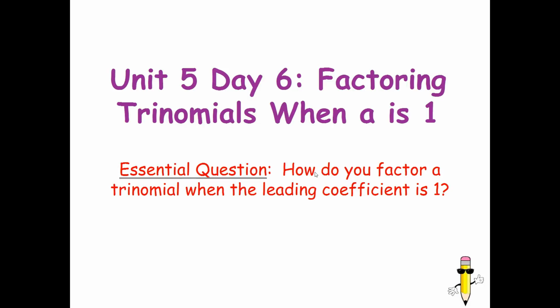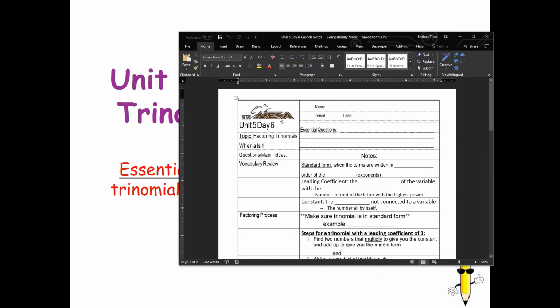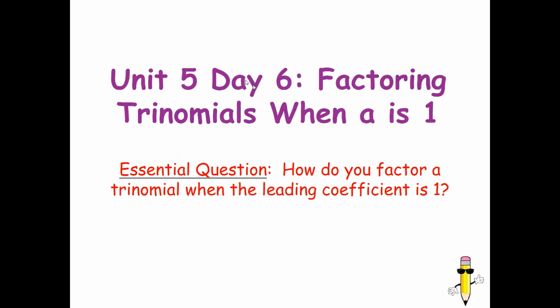Okay, so we are in Unit 5, Day 6, factoring trinomials when a is 1. The essential question that you'll need to make sure you've written down is: how do you factor a trinomial when the leading coefficient is 1? Just to make sure you guys are on the same page, we are on the Unit 5, Day 6 notes, and it should say factoring trinomials when a is 1. So make sure that you have the right notes out.